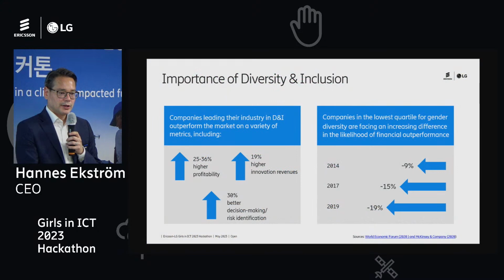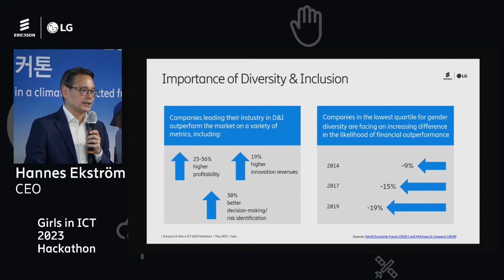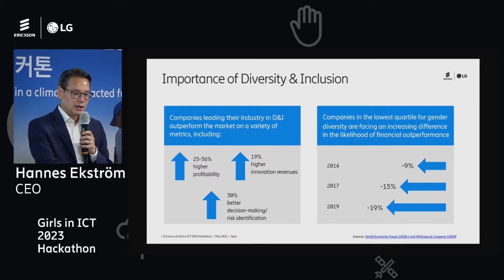Good. So coming back then to diversity and inclusion, I think there have been a lot of studies proving that the most diverse and inclusive companies in the world are giving a higher profitability, a higher revenue coming from innovation, and also a more diverse basis for decision making. So basically leading to better decisions.